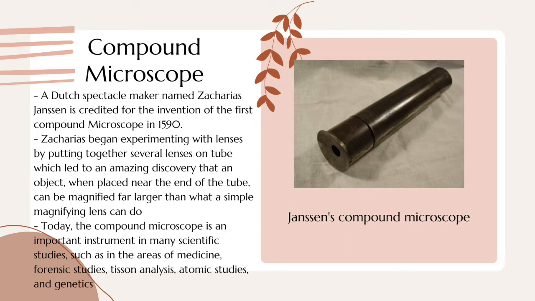Today, the compound microscope is an important instrument in many scientific studies, such as in the areas of medicine, forensic studies, tissue analysis, atomic studies, and genetics. Zacharias Janssen is associated with the invention of the first truly compound microscope. It is a tool containing two lenses which magnify and a variety of knobs used to move and focus the specimen. It could magnify up to 10 times when extended to the maximum.